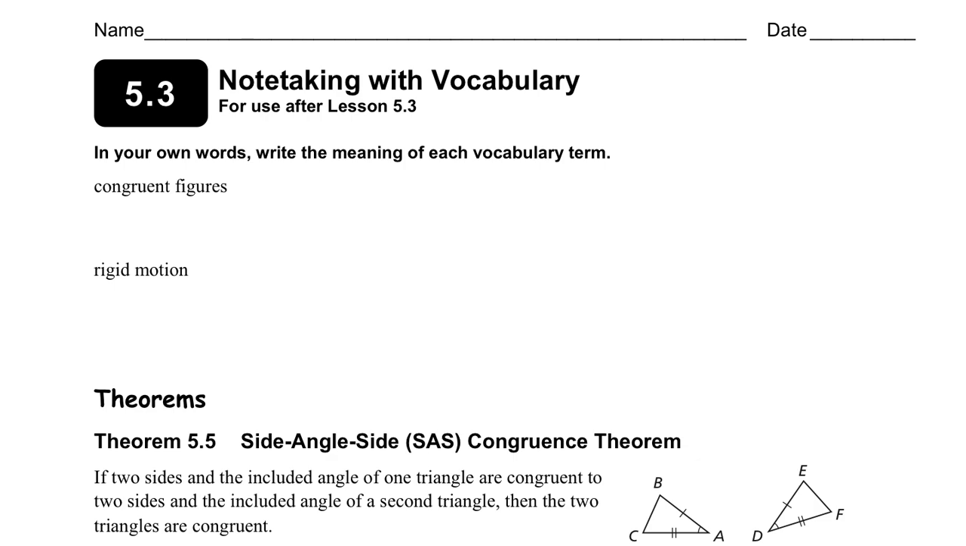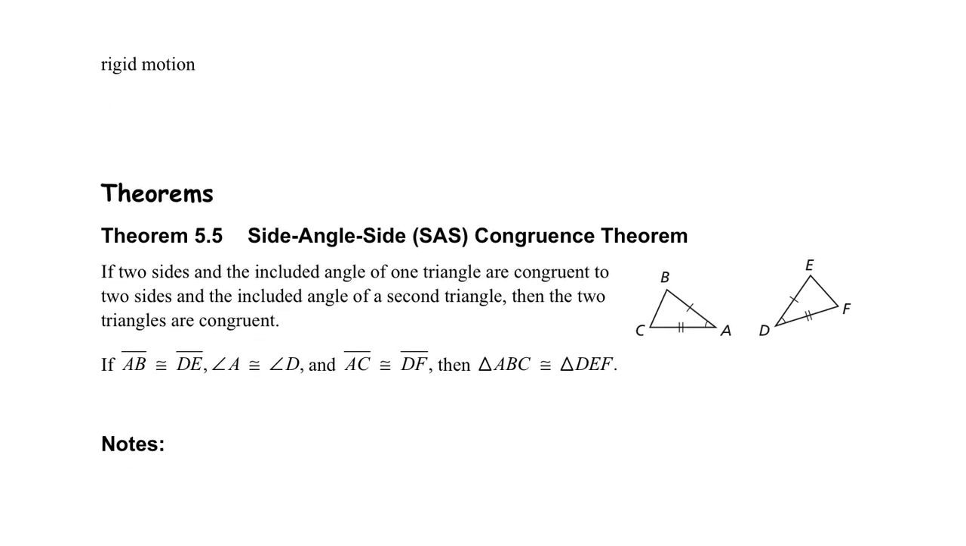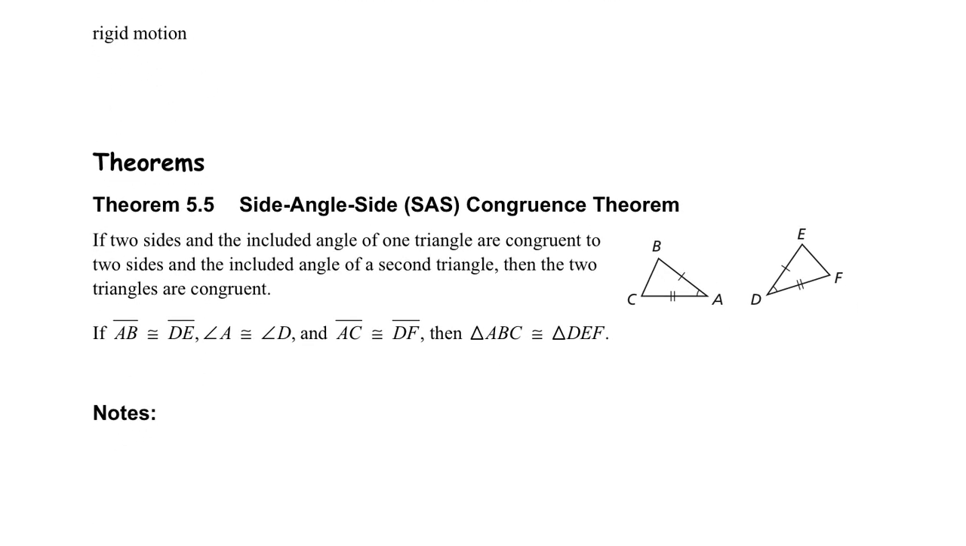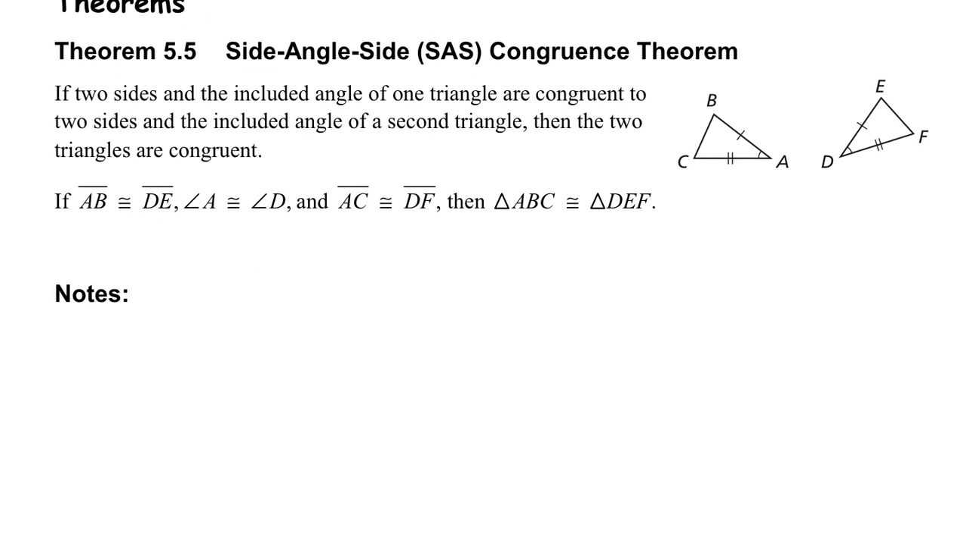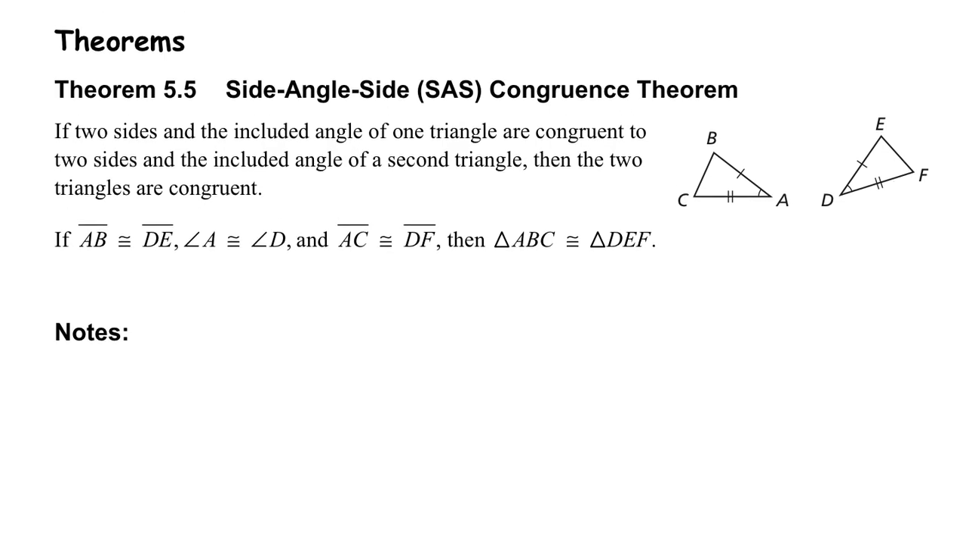So we already know what congruent figures are. Those are figures that have the same size, same shape. We know what rigid motions are. That's where we don't change the size. We just change basically the location of where a shape is. So today, we're focusing on how can you prove triangles are congruent based on information given.